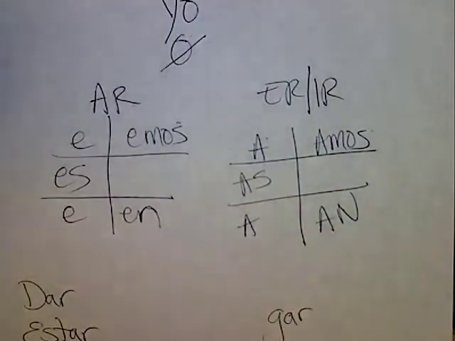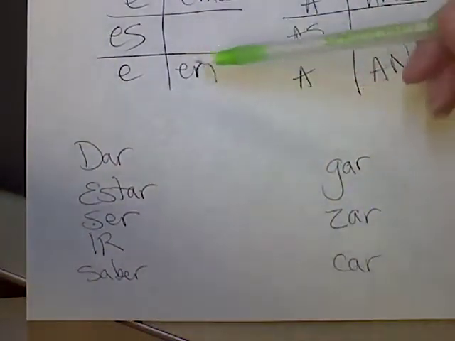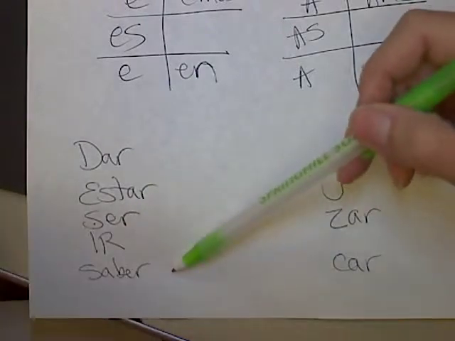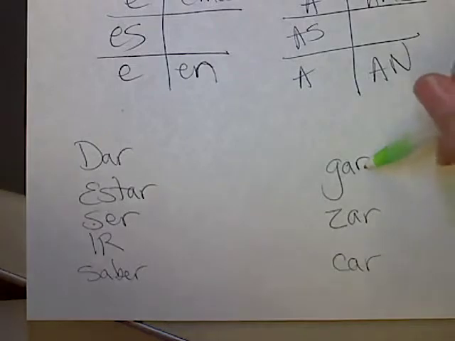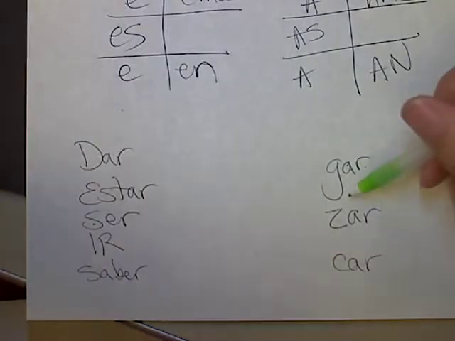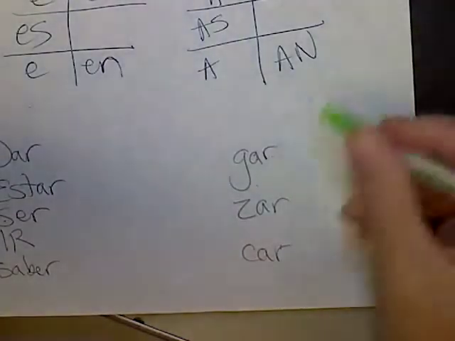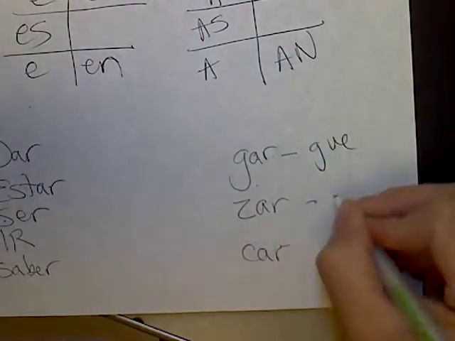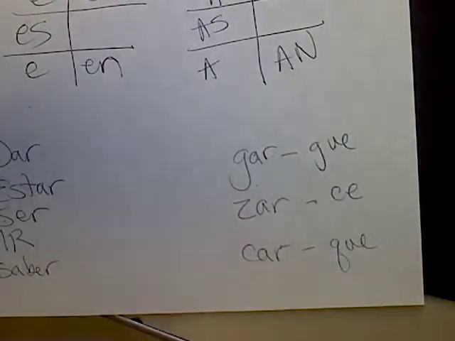Verbs that we have to be careful of are our 5 irregulars, those that do not end in an O in the yo form, including dar, estar, ser, ir, and saber. These can all be found in your notes. Additionally, be careful with verbs that end in GAR, ZAR, and CAR. They make spelling changes to the end that carry throughout. GAR becomes GUE, ZAR becomes CE, and CAR becomes QUE.